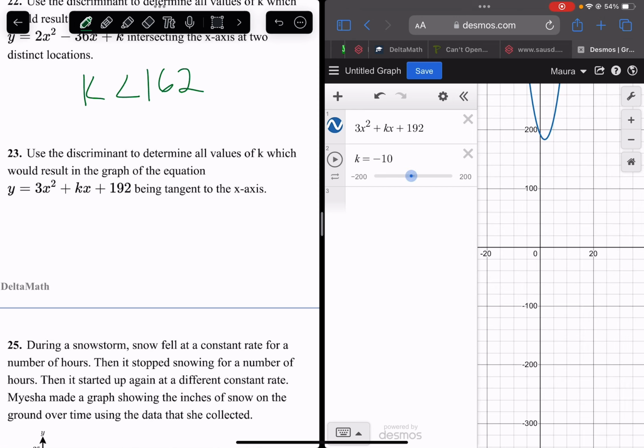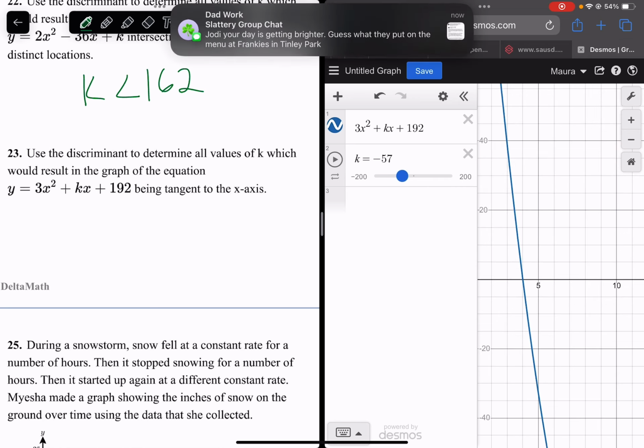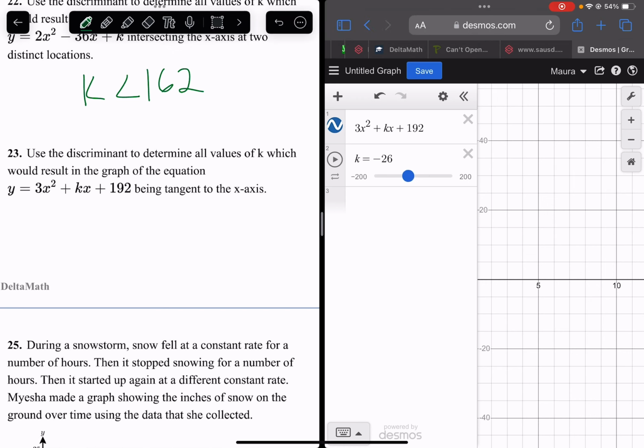So if we look, we can change x here. So we can, oh my goodness, sorry, I'm getting so many text messages.